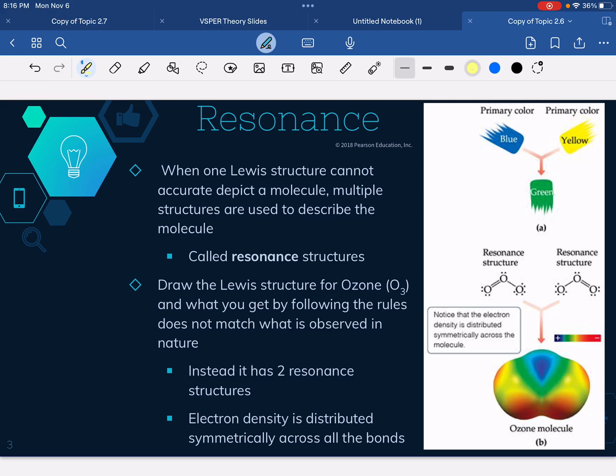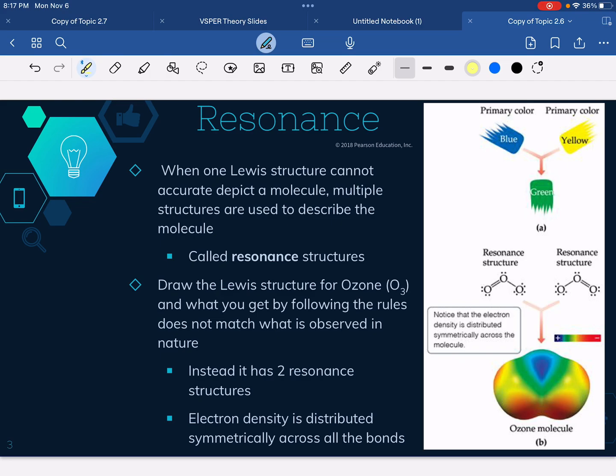What we found in the last video is that instead of having a single and a double bond, the actual data shows us that we have somewhere in between, a hybrid bond of a single and a double bond. The example here on the right shows that if we have blue and yellow and we put those together, we make green. That's kind of what our resonance structure does.